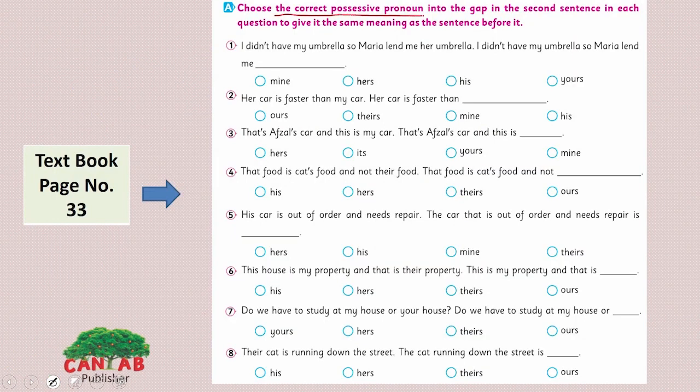Choose the correct possessive pronoun to fill the gaps in the second sentence in each question, to give it the same meaning as the sentence before it. These two sentences are related to each other. They are talking about the same thing here. So they have the same meaning.